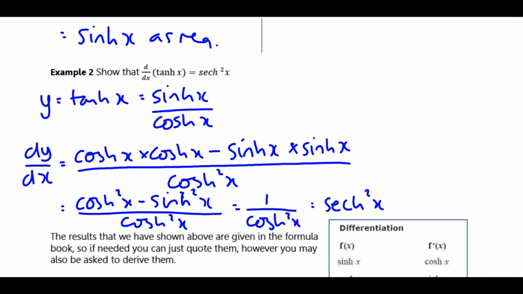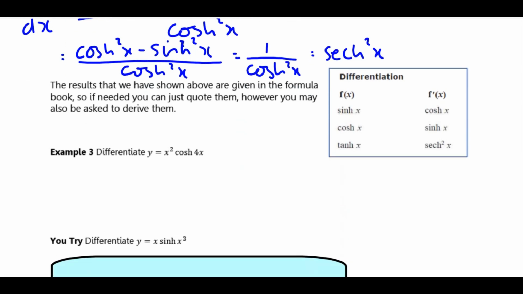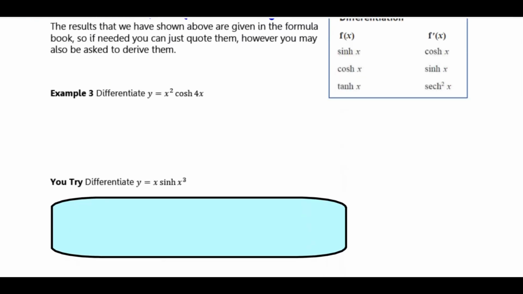And although I don't think we mentioned it in the pack yet, 1 over cosh squared x, well, 1 over cos x is sec x. So in hyperbolic terms, 1 over cosh x is sech x. So let's give you sech squared x. These results are given on the formula sheet, so you can just quote them when you're differentiating. You might have to use product rules and chain rules and quotient rules and stuff all from A-level maths, so make sure your A-level differentiation is good. But they shouldn't be too bad.